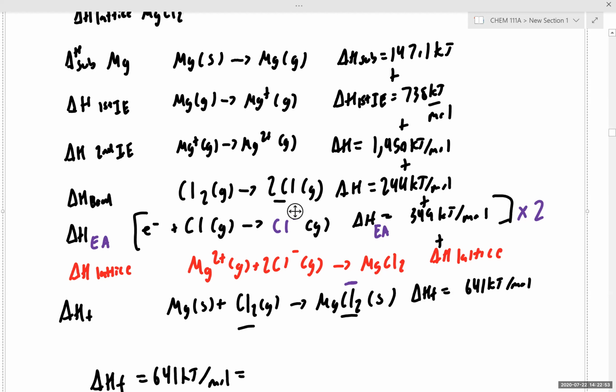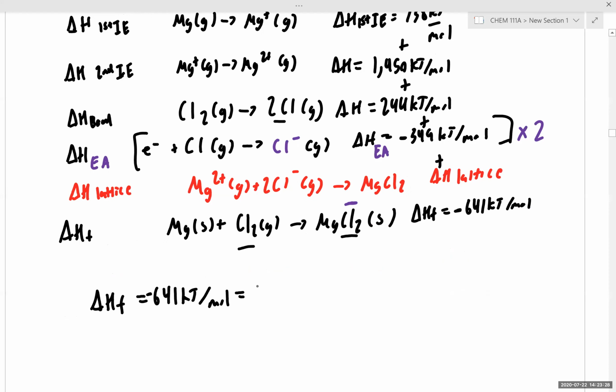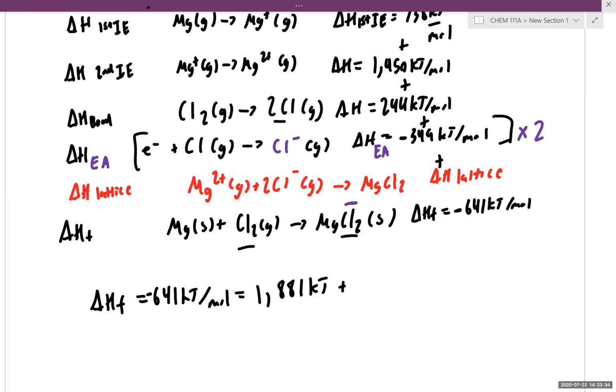We have 349 times 2 plus, this is negative 349. Can't forget the sign there. Sometimes OneNote doesn't register that. So we have negative 349 times 2 plus 244. This should also be negative. Plus 1,450 plus 738 plus 147, and that gives us 1,881 kilojoules plus our lattice enthalpy.